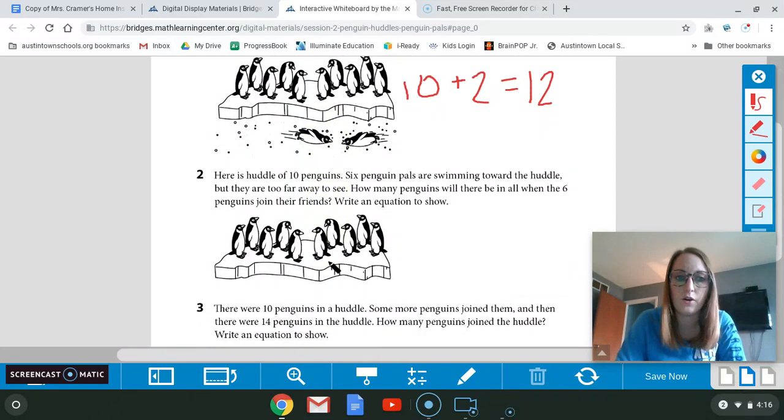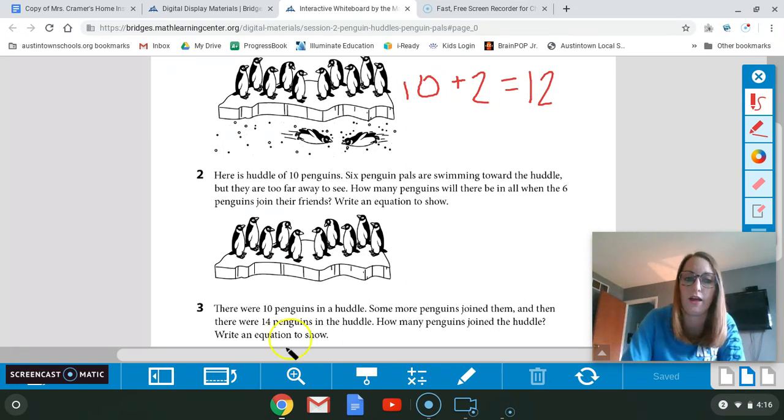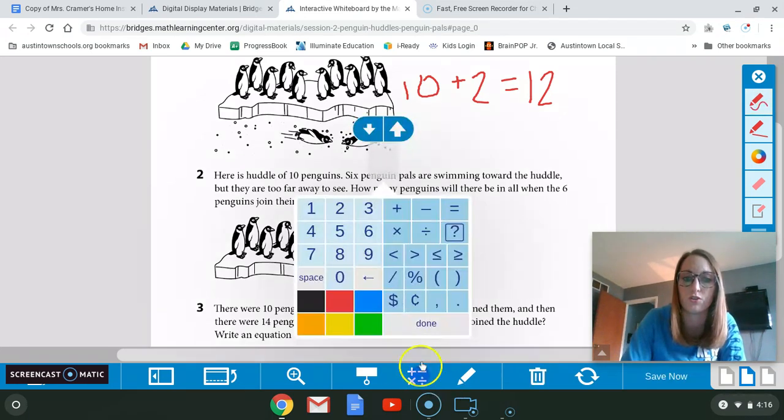All right, so next we're going to go here. Here is a huddle of 10 penguins. We've got how many? 10. Very good. 6 penguin pals are swimming toward the huddle, but they are too far away to see. Oh, we can't see them this time, but how many are coming? 6. Very good. So how many penguins will there be in all when the 6 penguins join their friends? It says write an equation to show.